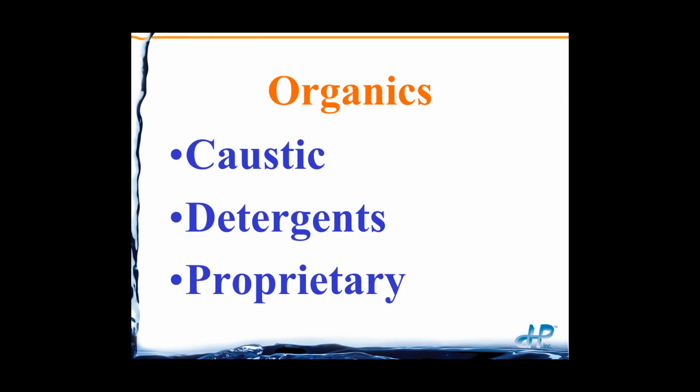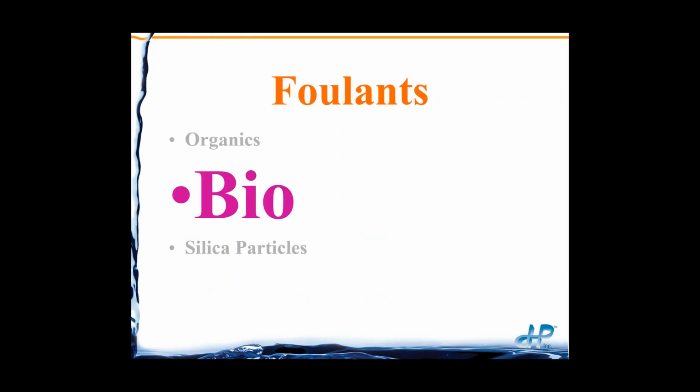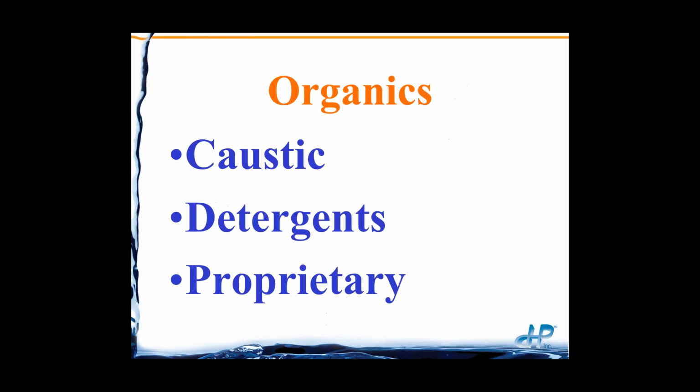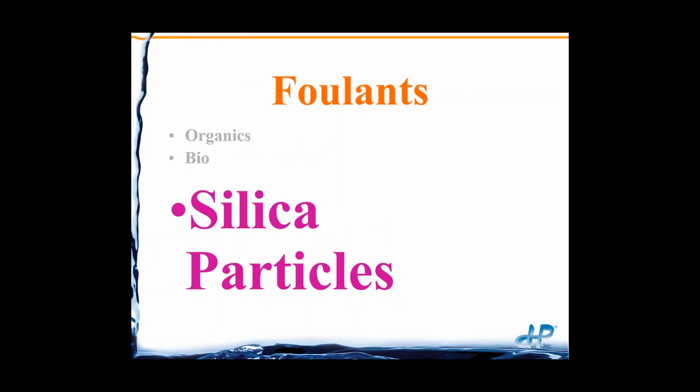And like I said, there's always a great variety of proprietary products that are out there. Bio is essentially organic. So the cytoplasmic membrane and cell wall around a bacterium is all organic, so it's the same type of thing. We can use caustic detergents and proprietary cleaners for that.